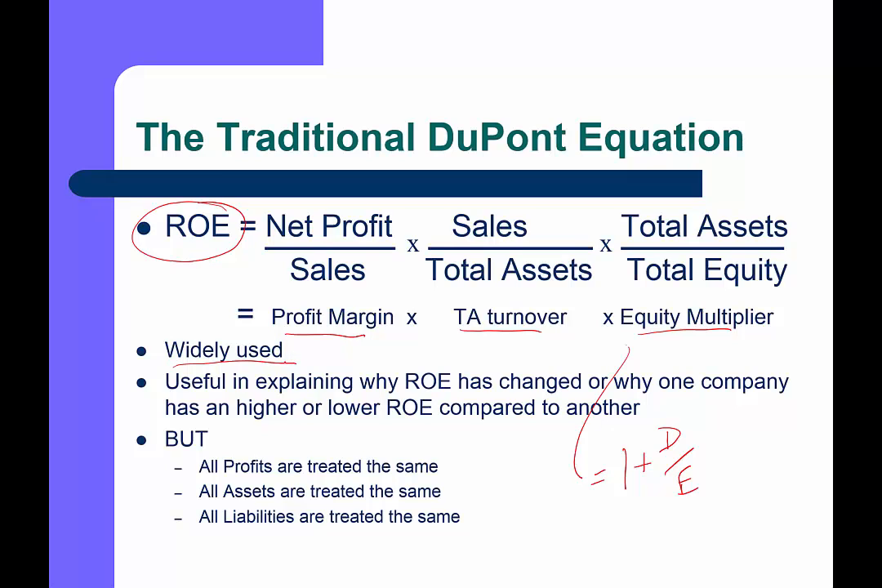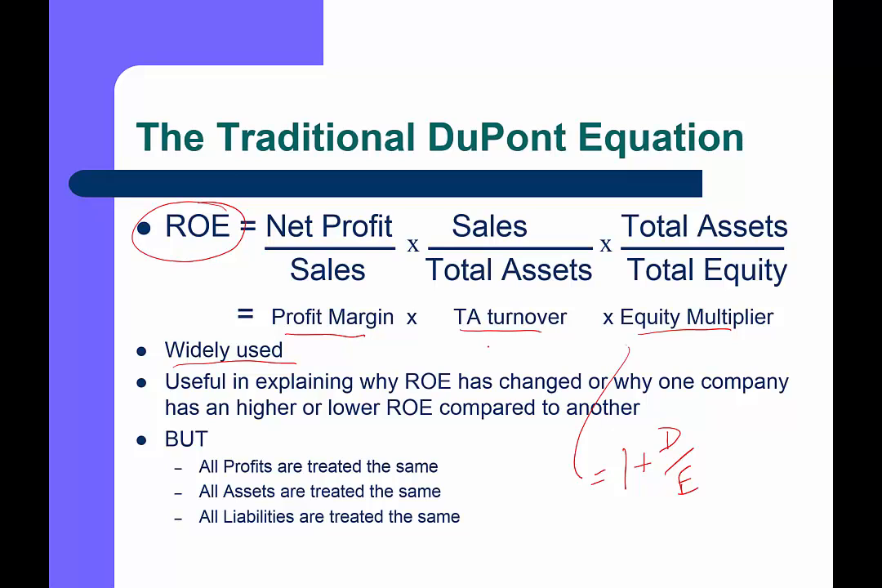It is a really useful, very simple tool to say, I know my ROE has gone down this year. What happened? Am I less profitable? Have my sales per dollar of assets declined? Have I changed my leverage ratios, or how do I compare to another company?